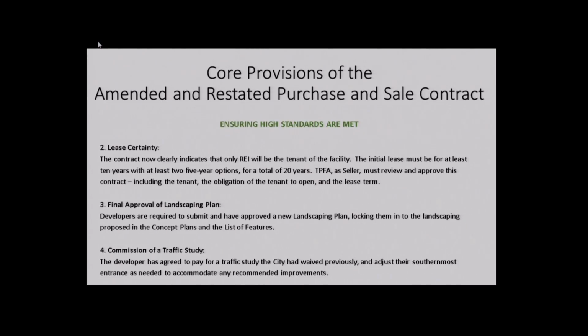The contract now clearly indicates that only REI will be the tenant of the facility. There have been some questions about whether or not that could occur. There's a list of qualities there that are specific to where REI is the only company that fits the requirements of the tenant of that facility. The initial lease has to be for at least 10 years with 2 5-year options for a total of 20 years. And the TPFA has to review and approve the contract.